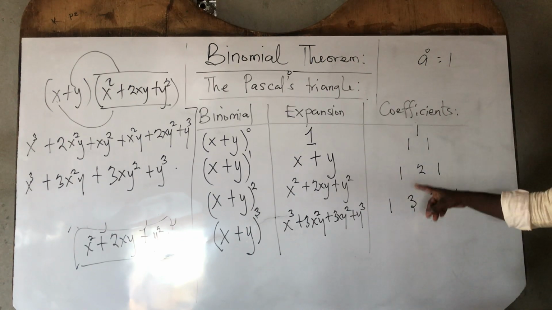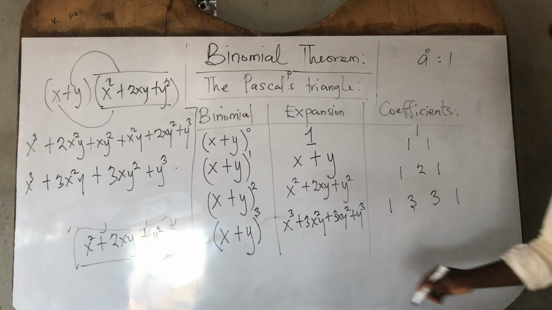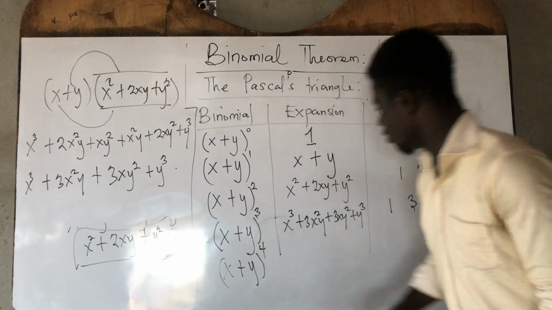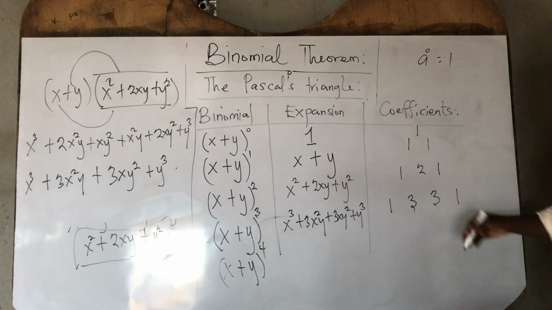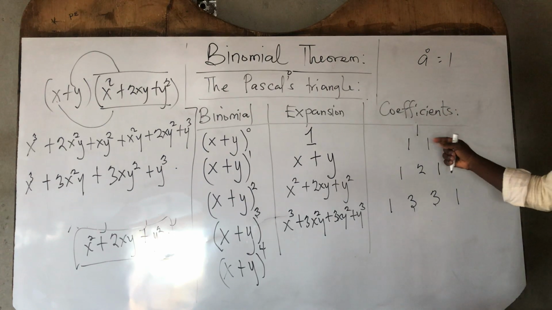So now I believe you can see that. Alright, let's generate the coefficient for x plus y to the power 4. Let's generate the coefficient. Now watch here. This is how we generate the coefficient.